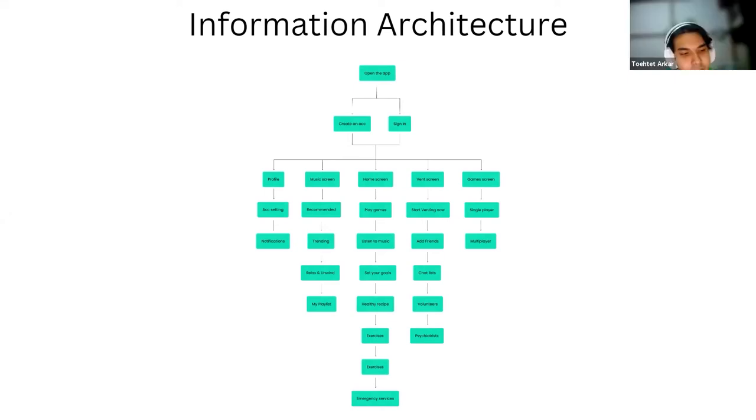So this is the information architecture for Lighten. It's a general mental health application. At the start, the user has to open the app and create an account, and then those sort of steps. You might see when you use the app. Can you move to the next one?